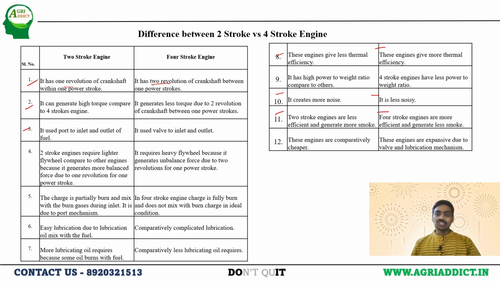The other thing is the thermal efficiency. The two-stroke engine gives lesser thermal efficiency than the four-stroke engine, and the two-stroke engine produces more noise compared to the four-stroke engine. Two-stroke engines are less efficient and generate more smoke compared to four-stroke engines. Four-stroke engines produce less smoke and are more efficient than two-stroke engines.